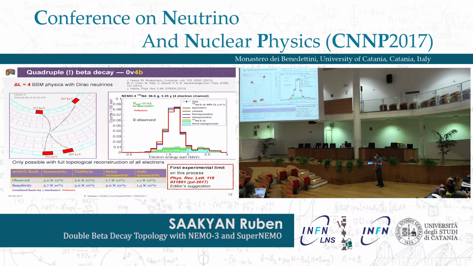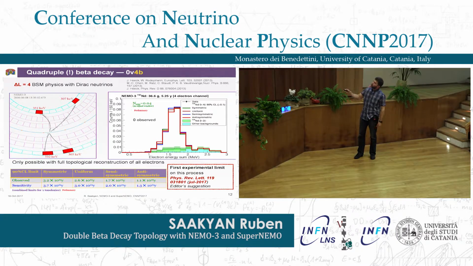Now, the Q values for this process are very small, and the only realistic way to do it directly is by directly absorbing the electrons emitted in the decay. We searched for it in a particular isotope, again because of the Q value available, and our expectation was almost 0, and we didn't see anything, so we put the world's first limits on this process.